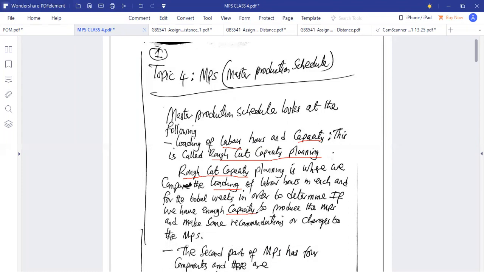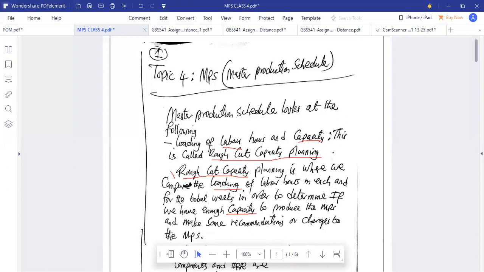You can even think of a stadium: if the capacity is 20,000 and you entertain 40,000 supporters to watch a certain match, then of course you can see that there's an overloading. So you have to see in which week we had an overload and in which week we had an underload, so that you can strike a balance and see how feasible the master schedule will be. So this is the first part of the master production schedule.